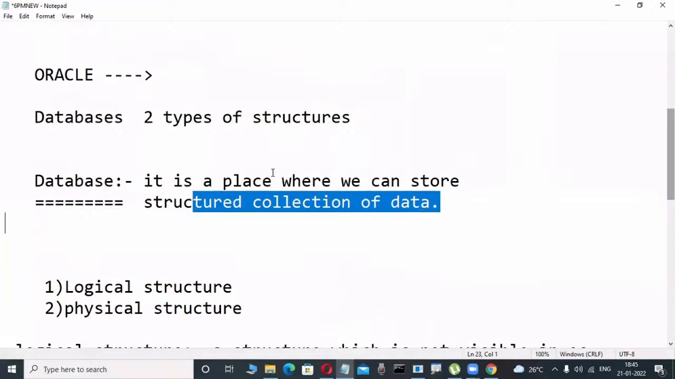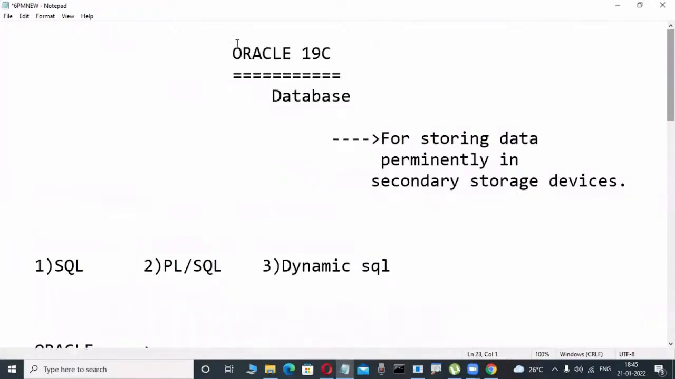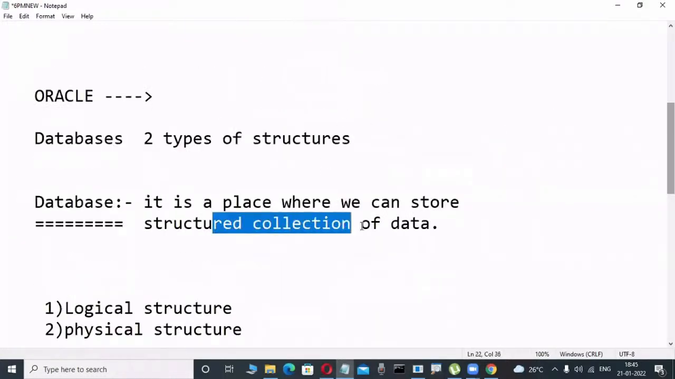Understood? That's why Oracle is a product from Oracle Corporation. In our course we are learning the 19c version only. This is a database product. What is a database? If anybody asks, as a developer, how do we tell it? It is a place where we can store a structured collection of data. That is the logical side we are telling.